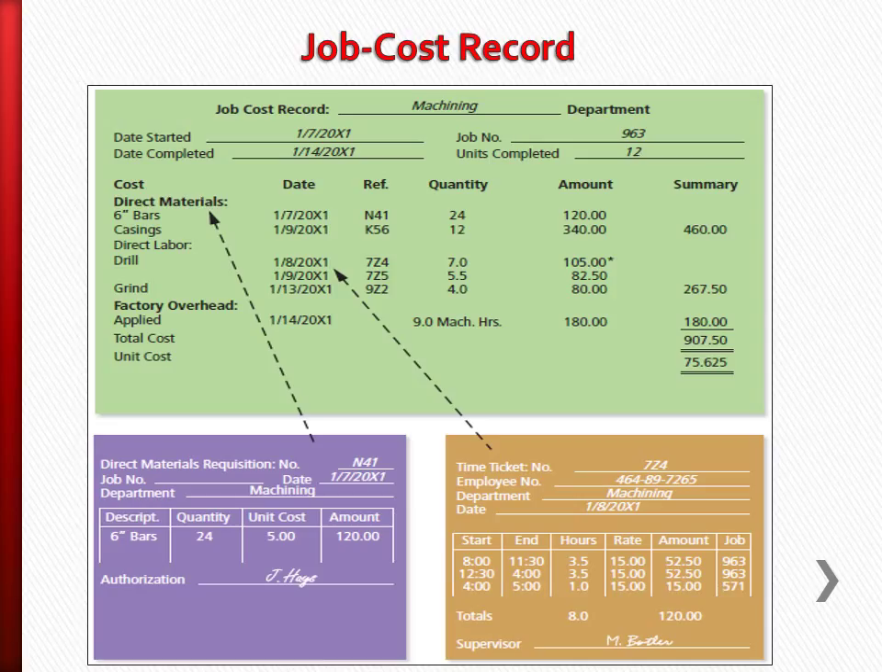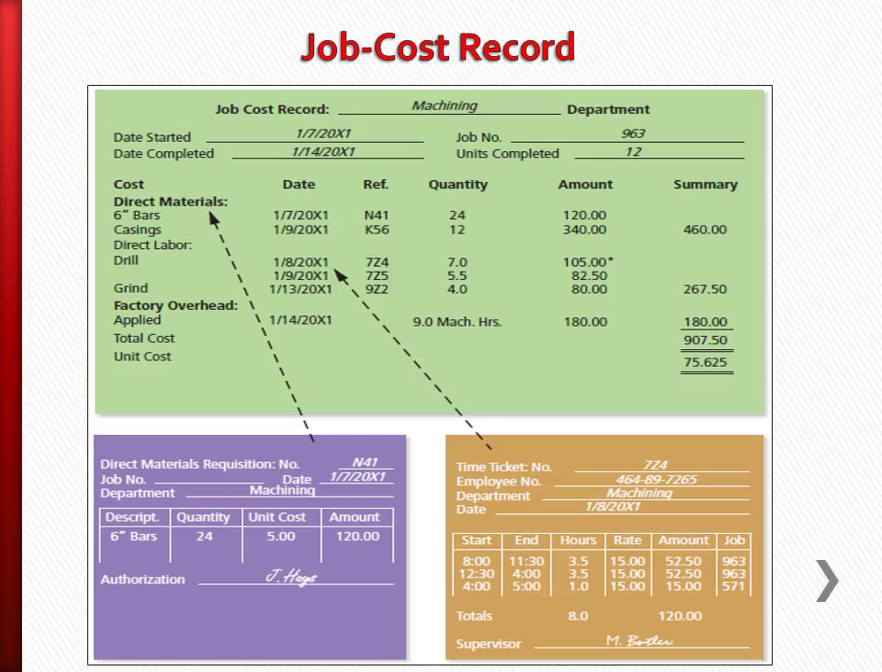For direct materials, each and every usage is recorded separately on something entitled direct materials requisition. So you see the requisition N41 at the bottom left-hand corner of the screen. You see the details of materials. In this case, there was only one item that was requisitioned, but they wanted a quantity of 24 6-inch bars. The system would calculate a report that the unit cost was $5 a bar. The total cost of the materials requisitioned is $120.